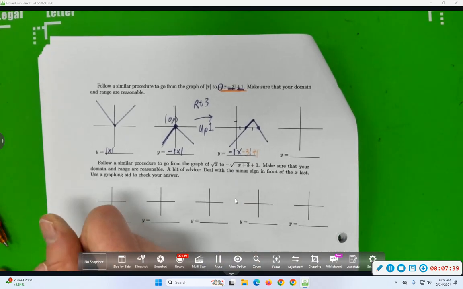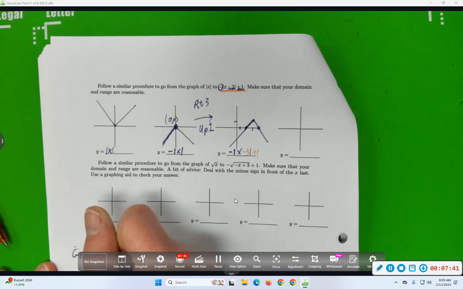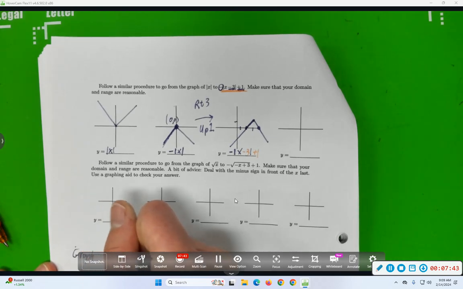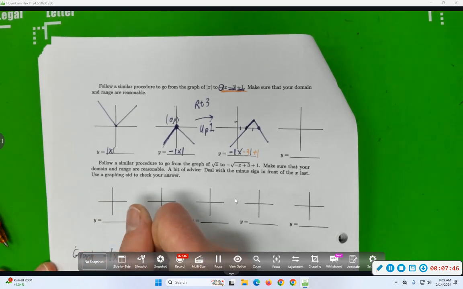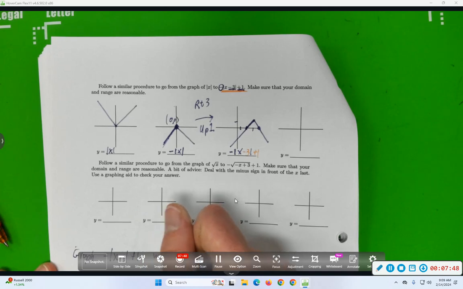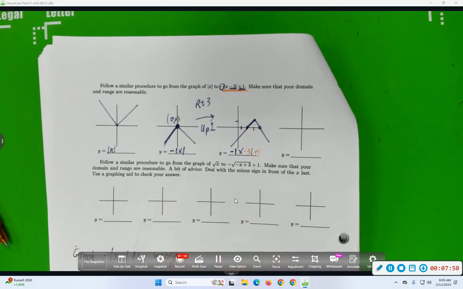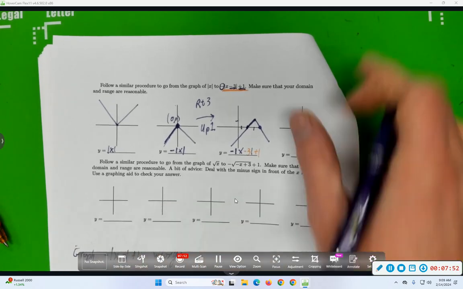Let's do the same thing. Let's graph negative absolute x minus 3 plus 1, and let's intentionally do things in the wrong order and see how it turns out.